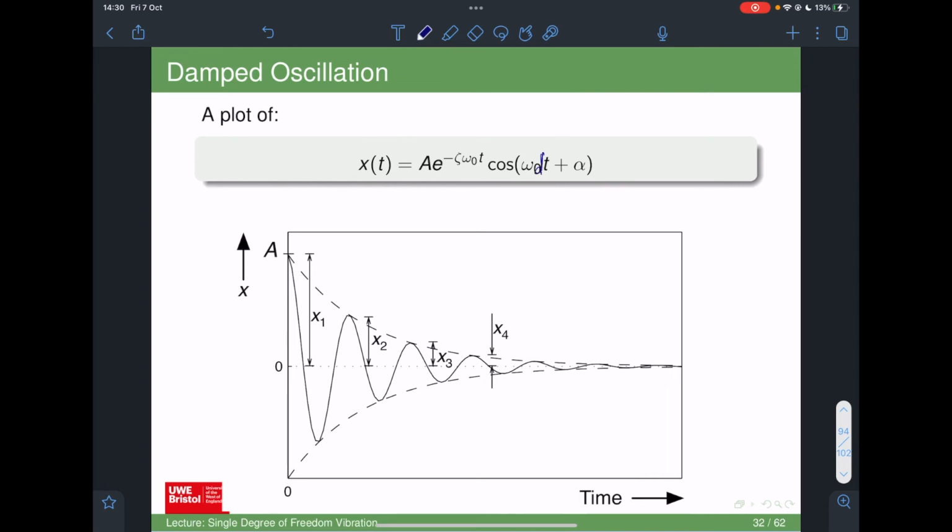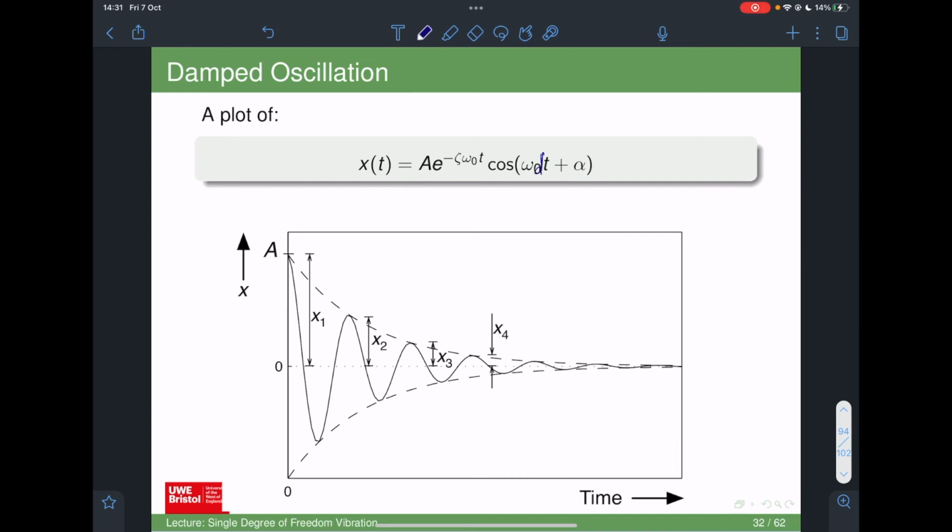Here we're going to start at A, so in this case alpha is 0. Start at A and then obviously it goes down. As time goes on, that A e to the minus something times t term is going to squish it down to 0. The frequency of oscillation, omega d, doesn't change as it goes on. The oscillation over here is the same distance and period as the oscillation up here. Now x1, x2, x3, x4 is the way you can start defining the peak heights, and you can then look at things like logarithmic decrement. But I'm not too worried about that. There are definitions of how you can calculate the peaks.